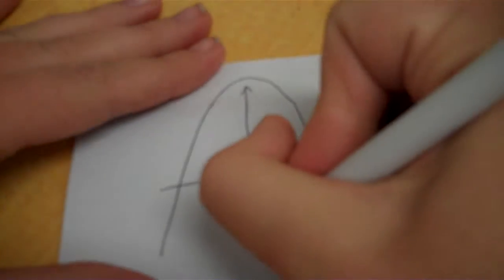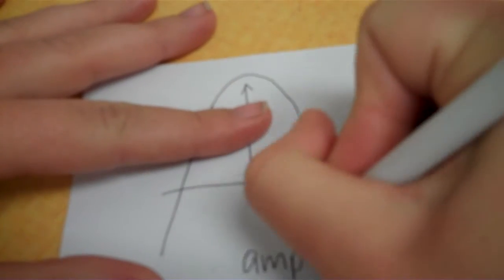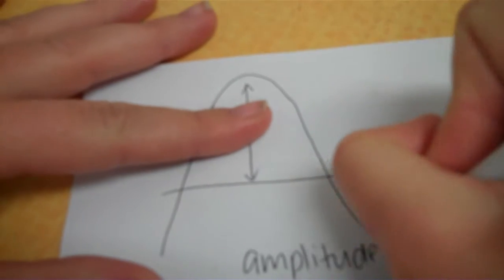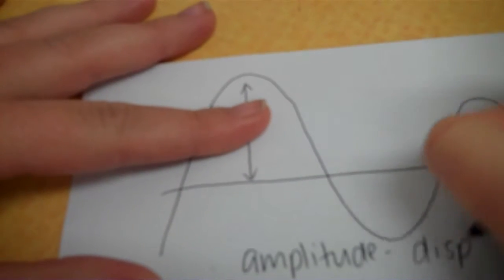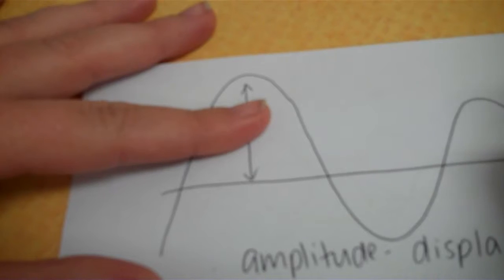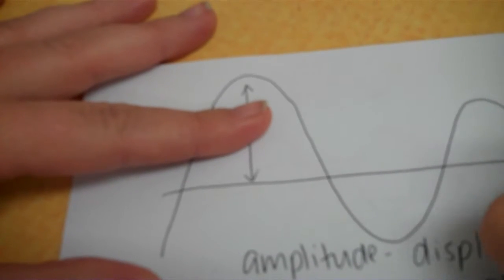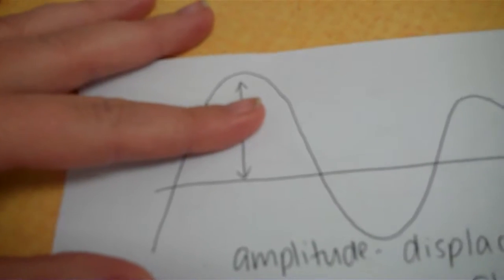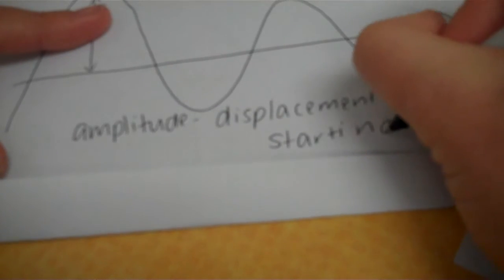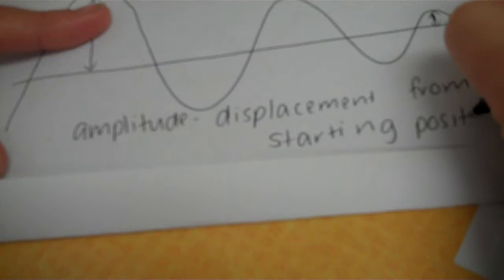So basically amplitude, I'll write the definition here for you. So amplitude is the displacement of the wave from its starting position. So displacement from starting position. Okay, I hope you guys are taking notes through this as well. You will need to do that. So displacement of wave from starting position.